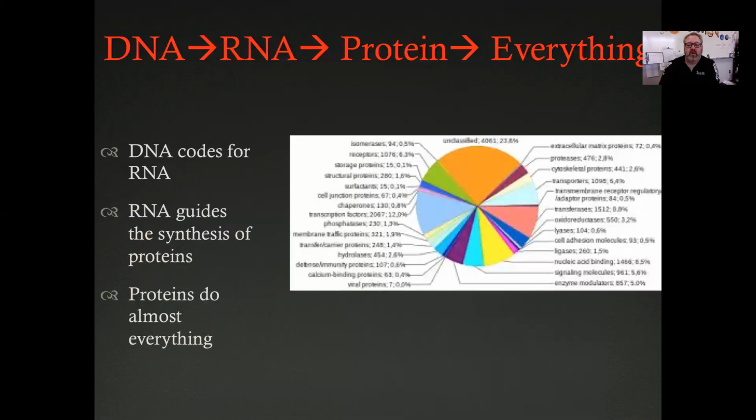Okay, so DNA makes RNA. Okay, DNA is the code or the blueprints for making RNA. Okay, RNA is guiding the synthesis, or telling the ribosome how to make the protein. It's like the instructions, like a recipe for making the proteins. And the proteins then do almost everything for living things.